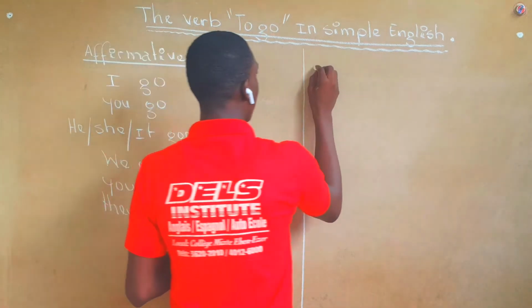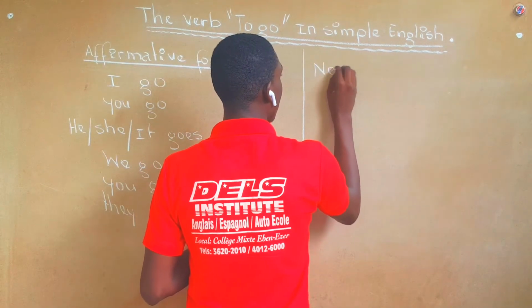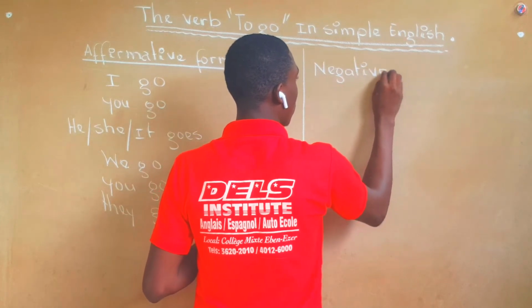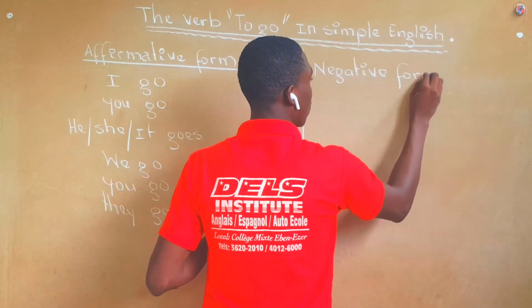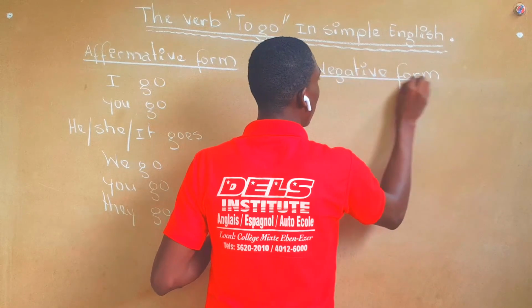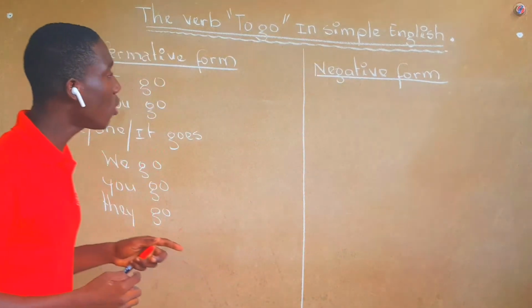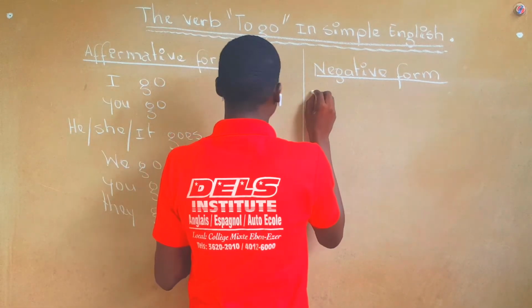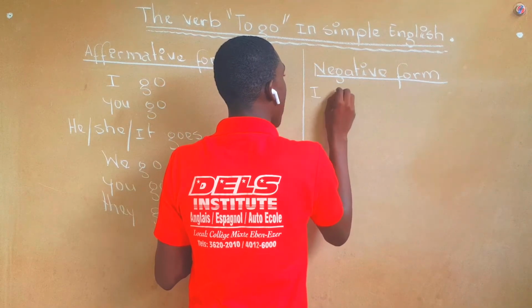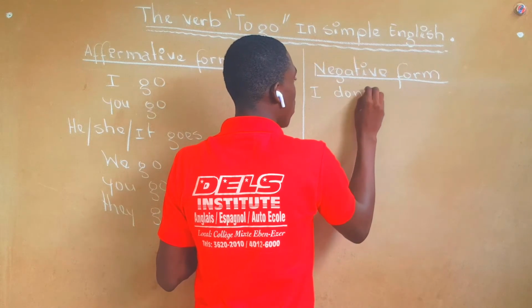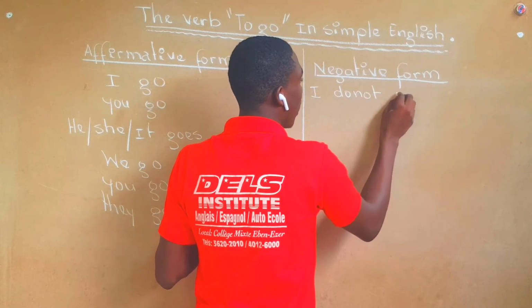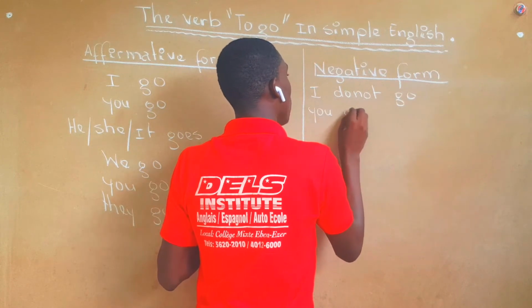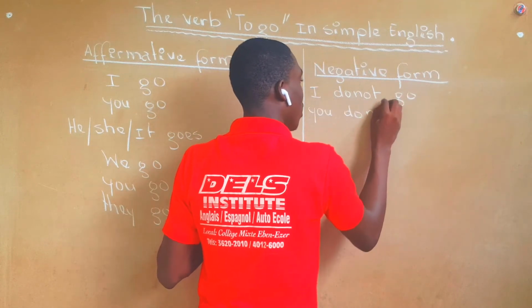For negative form, you know, we have the word do not or don't. We can say I do not or don't. I do not go. You do not go.